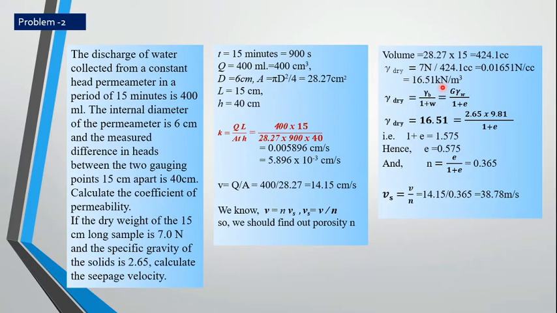So if you do that, it will be 16.51 kilonewton per meter cube is dry density. But dry density is given by G gamma W divided by 1 plus E. Hence E can be calculated. E is 0.575 and N is equal to E divided by 1 plus E. So that's why it is 0.365. Now Vs, velocity of seepage, equal to V divided by N, 14.15 divided by 0.65, 38.78 meter per second. Okay.